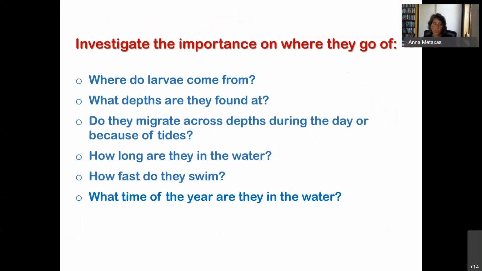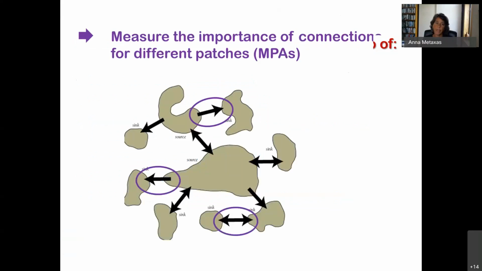And so you can ask questions with those models. Where are the larvae coming from? What depths are they found at? Do they migrate up and down during the day? How long are they in the water? How fast do they swim? You can ask the models all those questions, and the models will tell you, given the conditions, where the larvae are going to end up. Essentially, what you can do with those models is measure the importance of these arrows, these connections, between different populations, and then you know whether this is important, and whether that one really is important.